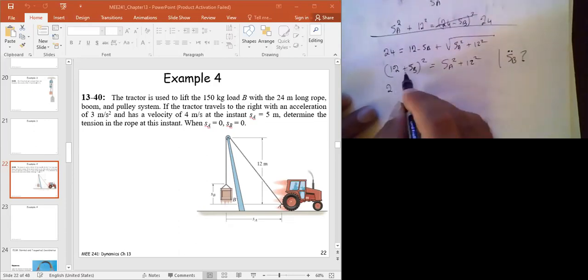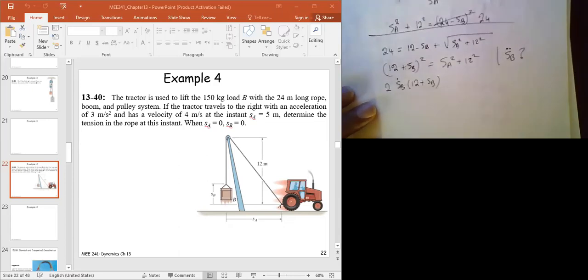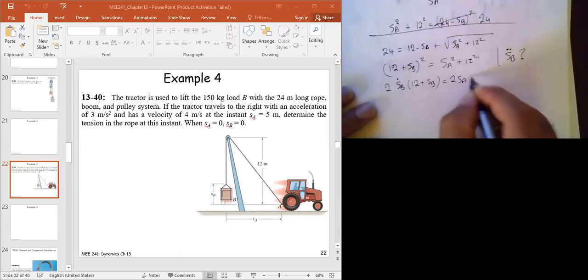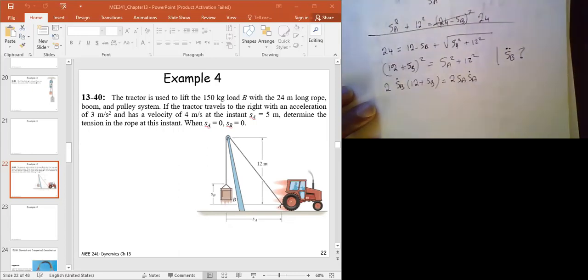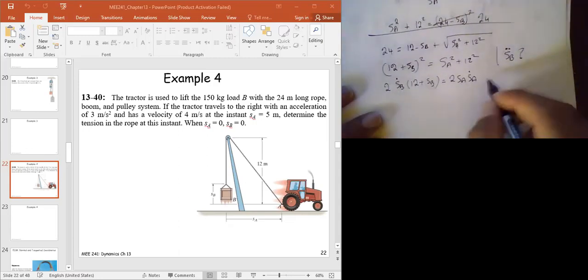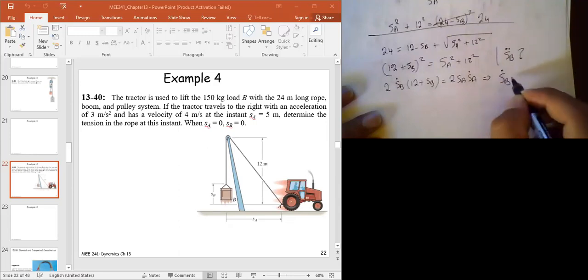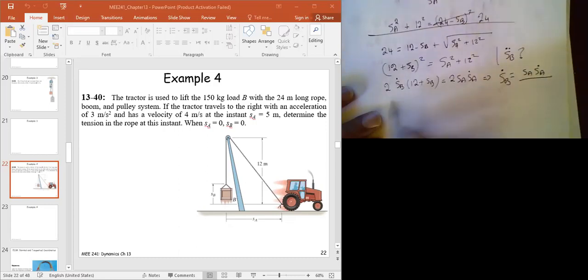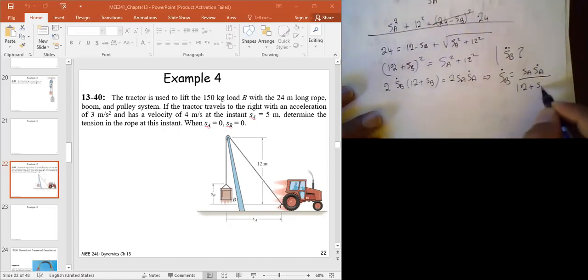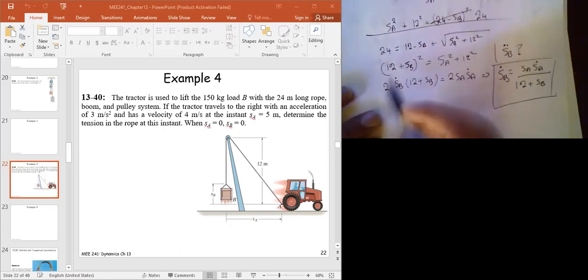So 2 multiplied by SB prime, multiplied by 12 plus SB, is equal to 2 SA prime. Okay, good. We probably need to get the SB prime as we get the acceleration. So if we want to find the velocity, SB prime is going to be equal to SA prime divided by, I'm going to cancel out the 2, 12 plus SB. Okay, so we have now the velocity. How about the acceleration? We're going to differentiate this one more time.